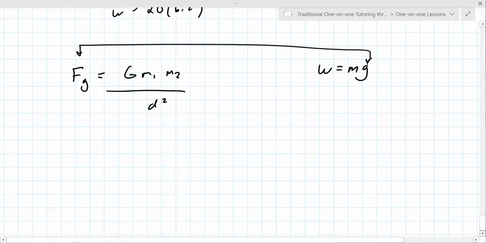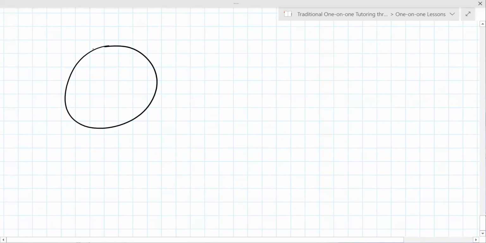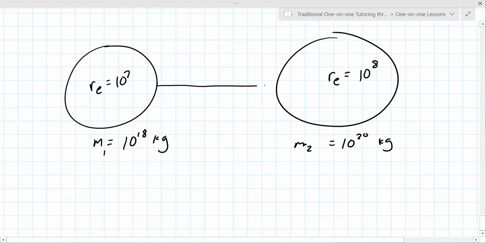Sure. Let me come up with a fictitious planet scenario again. Planet 1 has a mass of 10 to the 18th kilograms. Planet 2 has a mass of 10 to the 20th kilograms. This one has a radius of 10 to the 8th. This one has a radius of 10 to the 7th, and they are currently a distance of 10 to the 4th apart. What is the force of gravity?